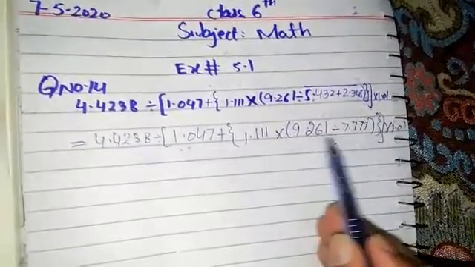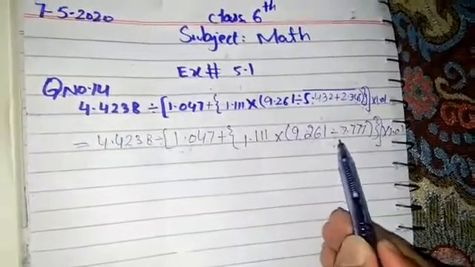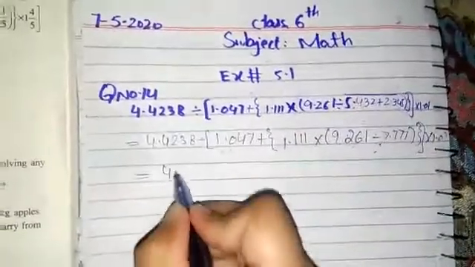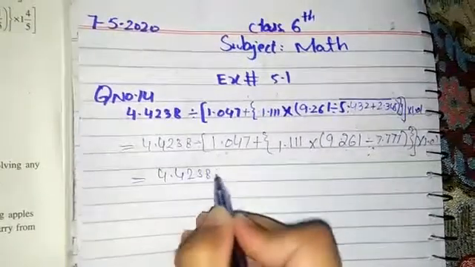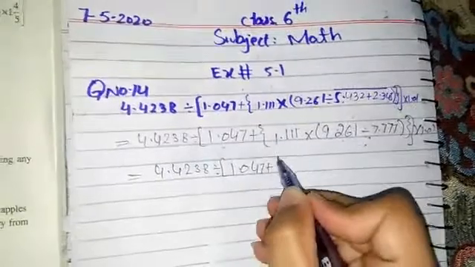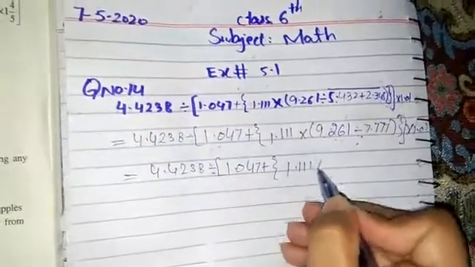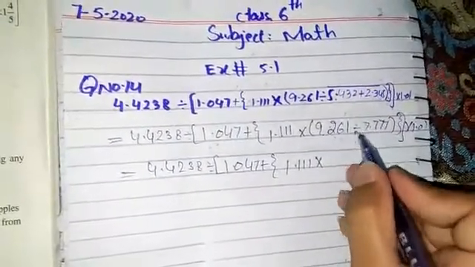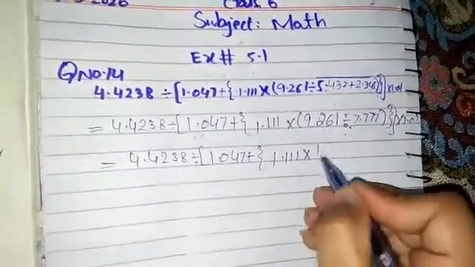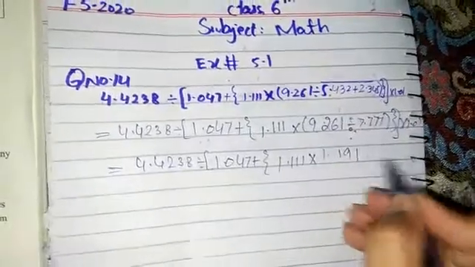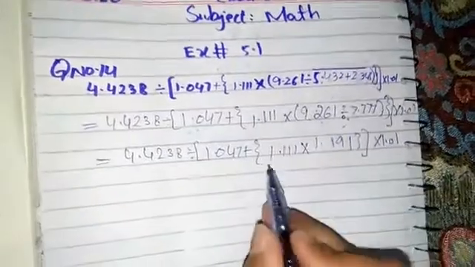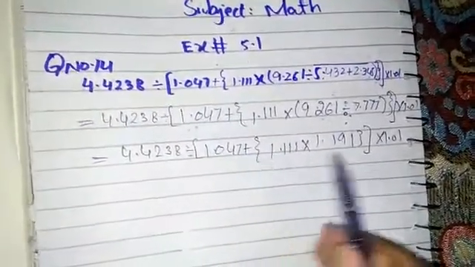To solve the small bracket, we have to divide 9.26 and 7.777. So 4.4238 as it is divided by 1.047 plus 1.111 multiplied by the division of these two terms, our answer becomes 1.191 multiplied by 1.01. Then next we have to solve the curly bracket.